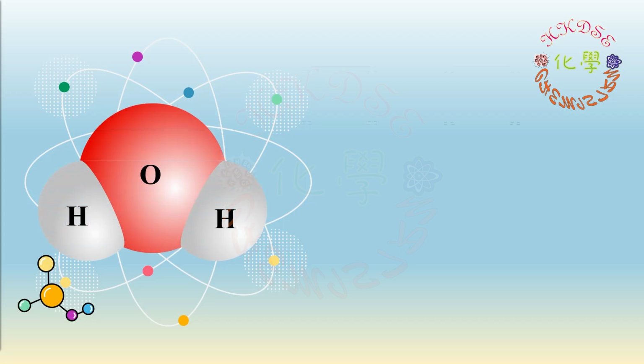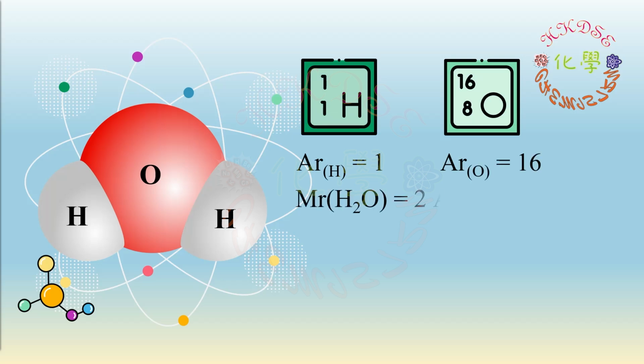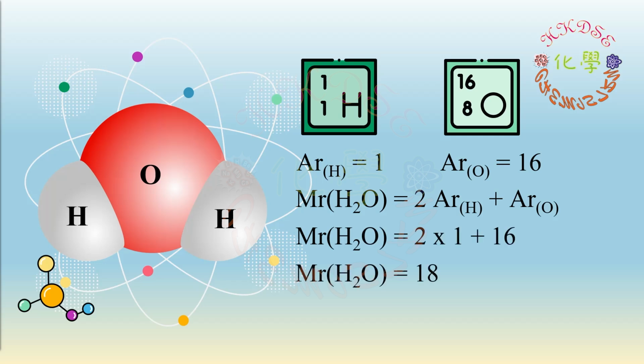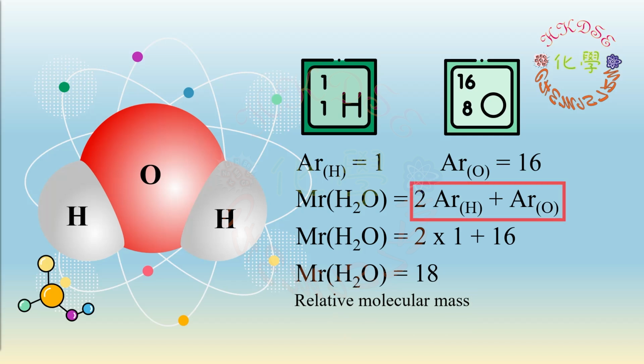Let's have a look at water, or H2O. It's made up of two elements, hydrogen and oxygen. Hydrogen has a relative atomic mass of 1, and the relative atomic mass of oxygen is 16. I've got 2 hydrogens, so I'm going to times it by 2, and I've only got 1 oxygen. If I add those two things together, I get the H2O relative molecular mass, which is 18. You need to know that relative molecular mass has no units, so the definition of relative molecular mass is the sum of all the individual atomic masses.